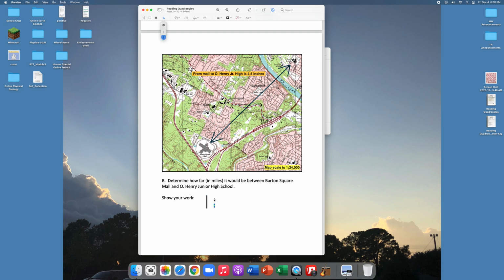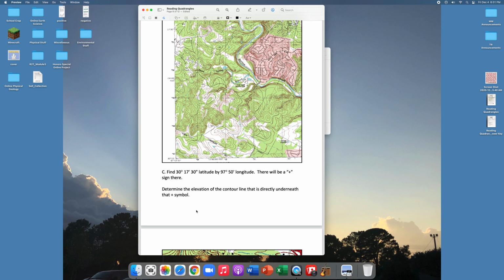So 1 inch equals 0.37 miles. So now that I know that 1 inch is 0.37 miles, it tells me that the distance between the 2 points is 4.5 inches. So 0.37 times 4.5 equals 1.66 miles.